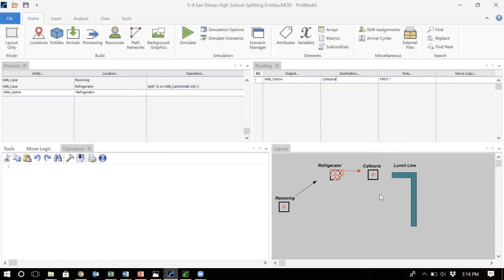Because the two entities that come together are different entities. A student and a milk cartoon are the two entities that come together in the cafeteria and then they leave the system together. So these are two different entities, so this is for sure attachment.